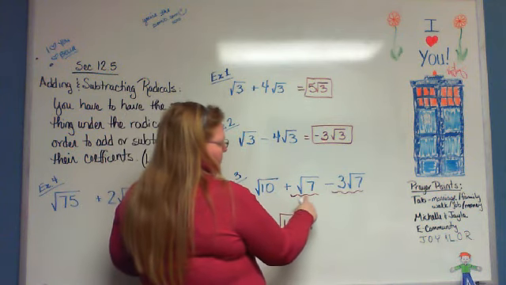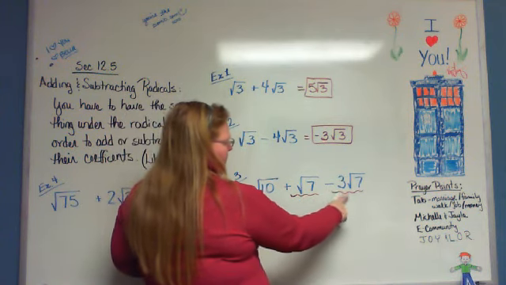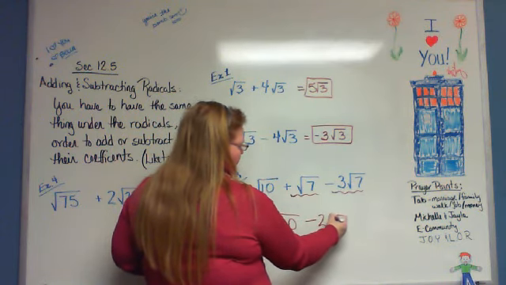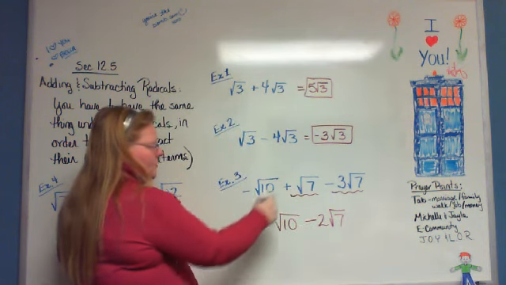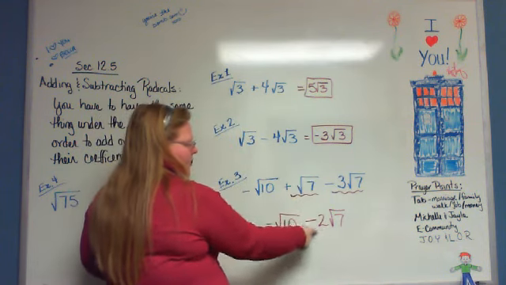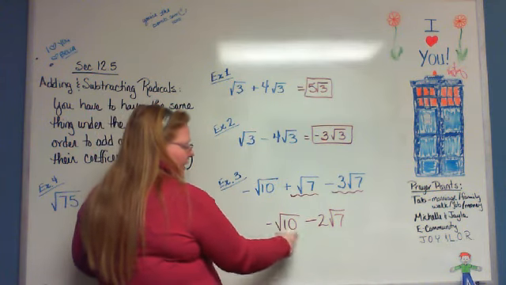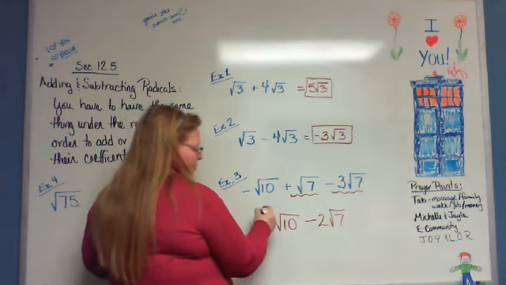And this gives us the square root of 7 minus 3 square roots of 7, so that's going to give me negative 2 square roots of 7, because 1 minus 3 is negative 2. Now there's nothing I can do with this because they are not like terms. So this is done.